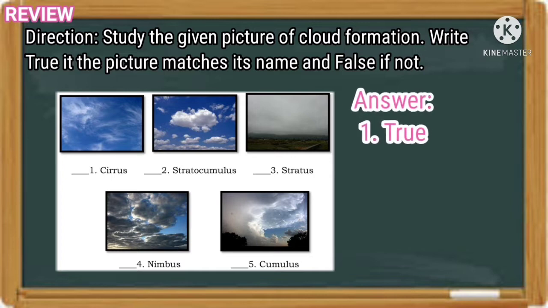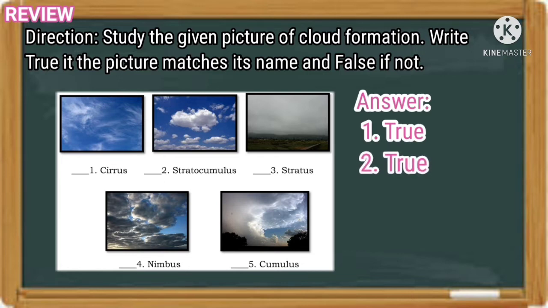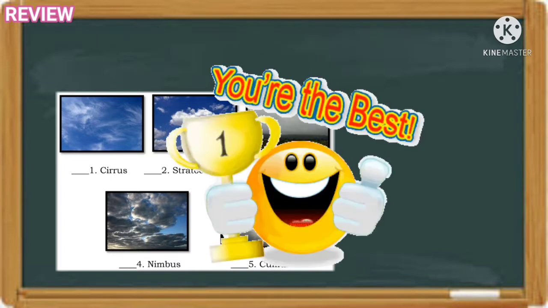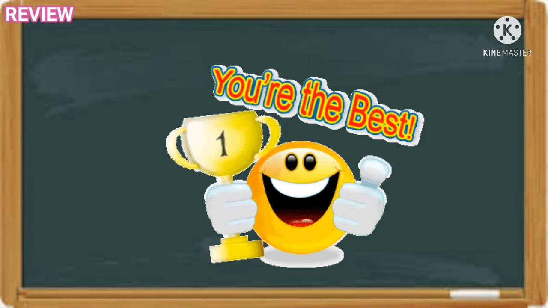For number 1, the answer is true. Number 2, the answer is true. Number 3, the answer is false. Number 4, the answer is true. And number 5, the answer is true. Did you get them correctly, class? Great! So smart answers, young scientists.